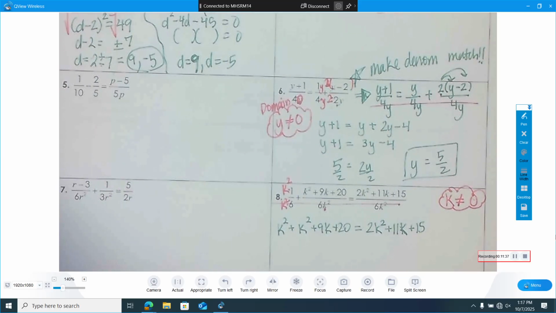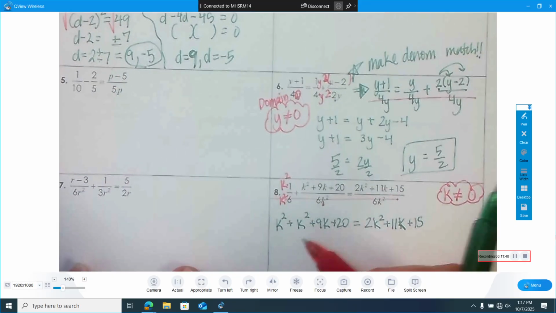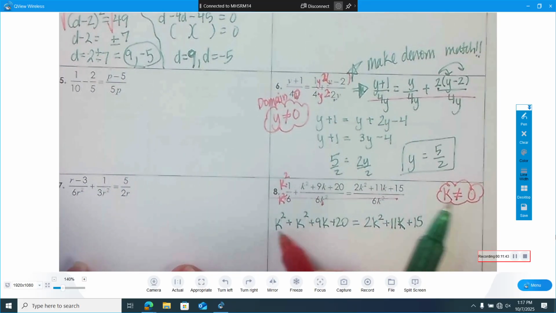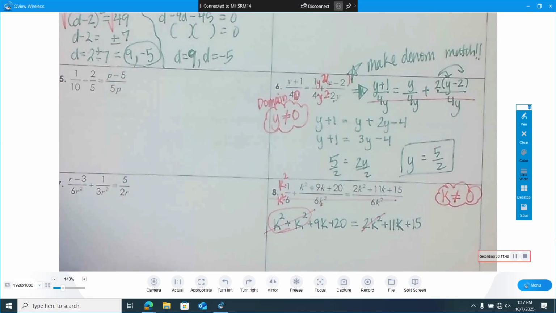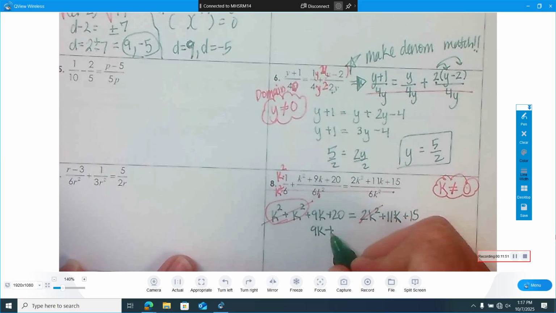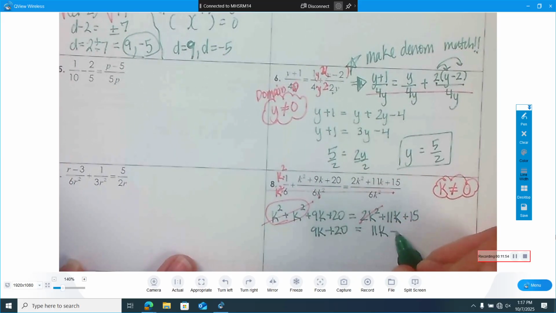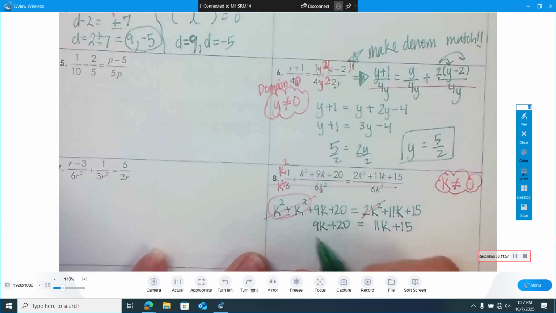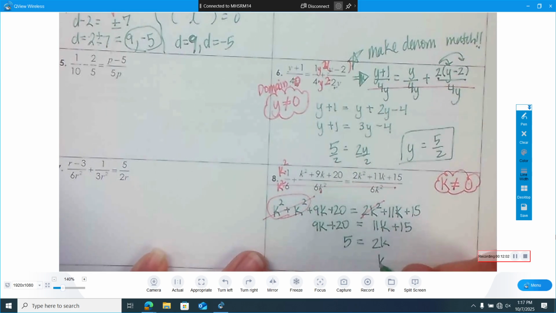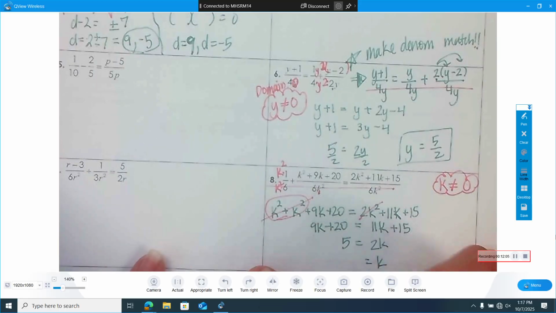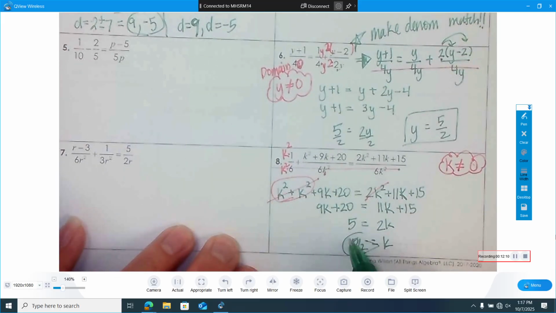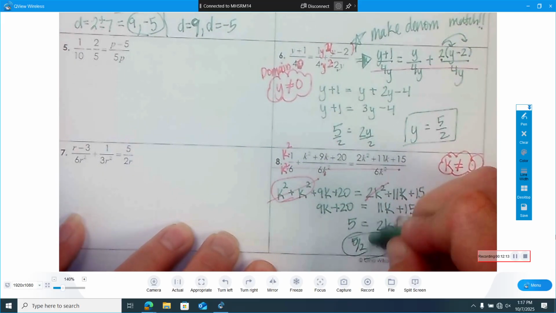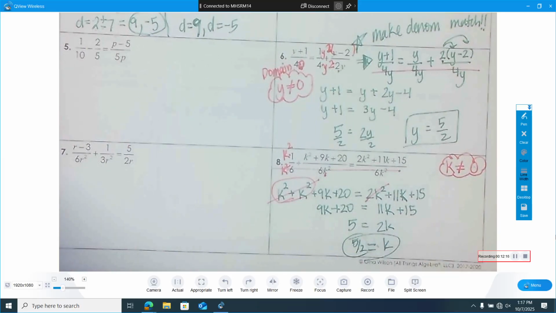All right, what happens here? Yeah, so we get these k squareds are really 2k squared and 2k squared. That just cancels out, doesn't it? That's kind of nice. So 9k plus 20 equals 11k plus 15. Subtract the 9k, we get 2k. And subtract 15, we get 5. Yeah, and we get 5 over 2. Sorry, that was a weird circle I drew there. All right, that works just fine.